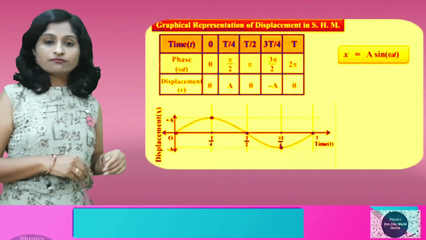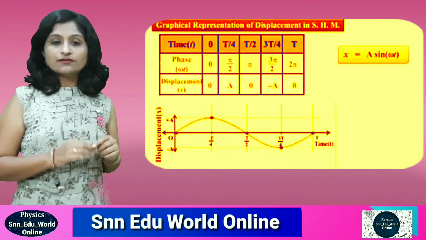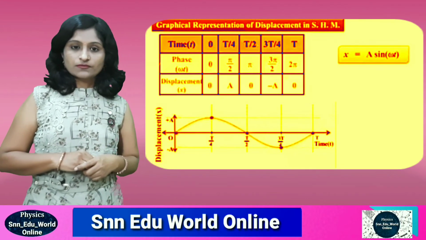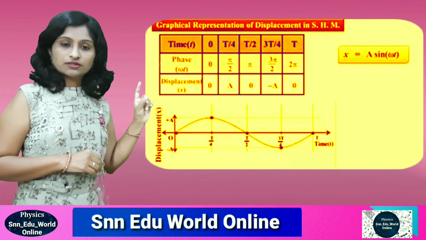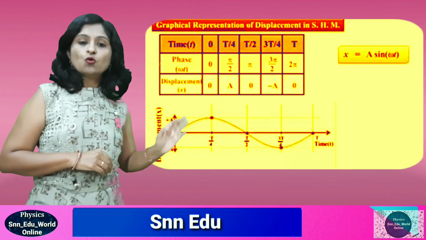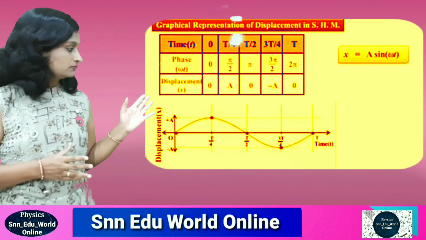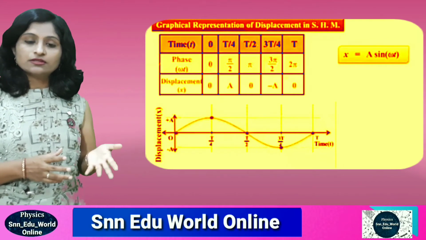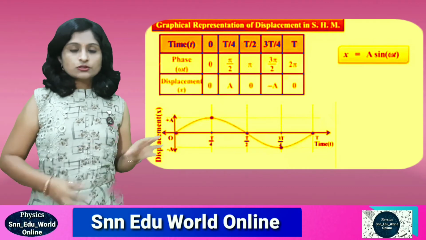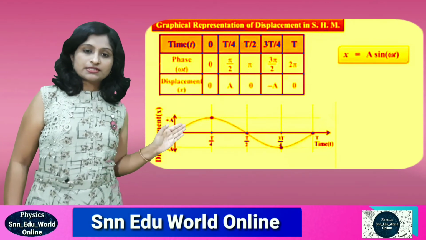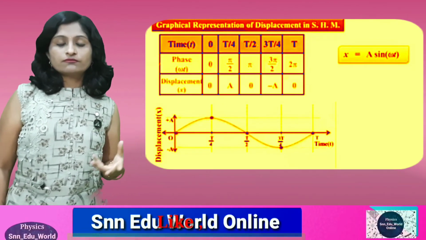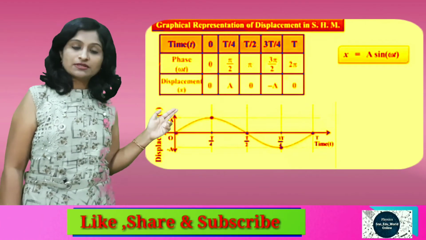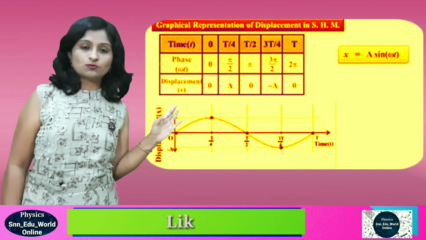So like this, if we plot all the points and we join smoothly, we will get here the sine curve. This is nothing but the sine curve, the curve which starts from the origin of the graph and it will go alternately positive and negative. It is a sine curve. So this is the graphical representation of displacement when the particle starts from the mean position. Okay, so zero displacement, starting displacement, that means the mean position.